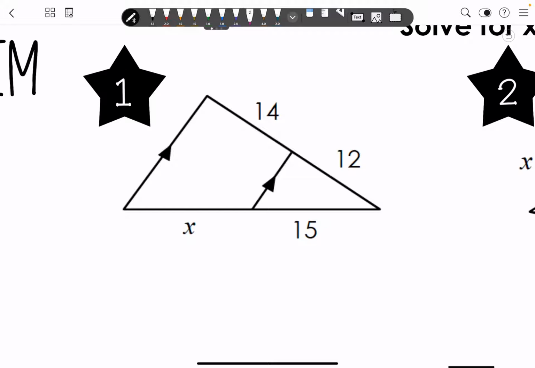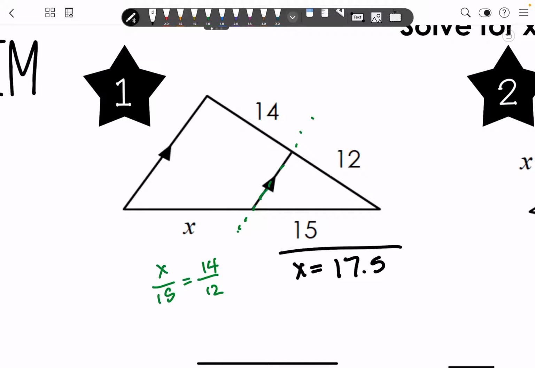All right, here is how I set it up. I use that middle parallel line to help me split this up. And I got x over 15 is equal to 14 over 12. And then I simplified. And you should have gotten a decimal of 17.5.